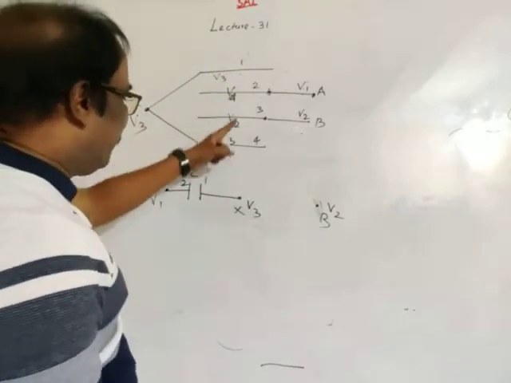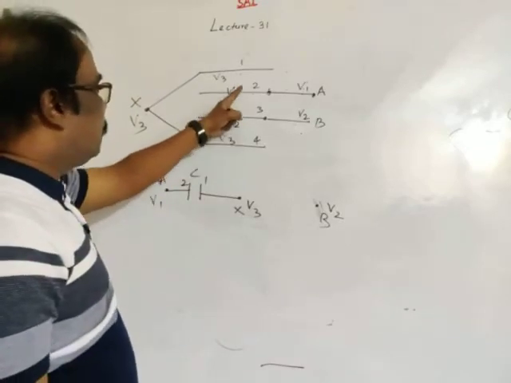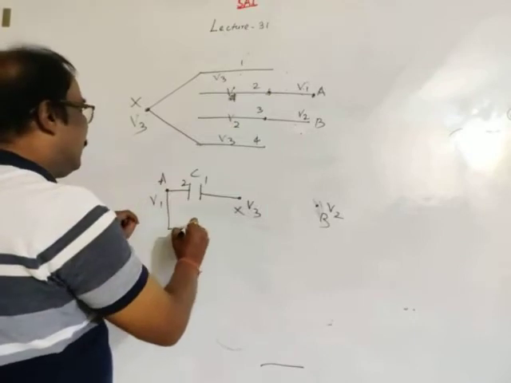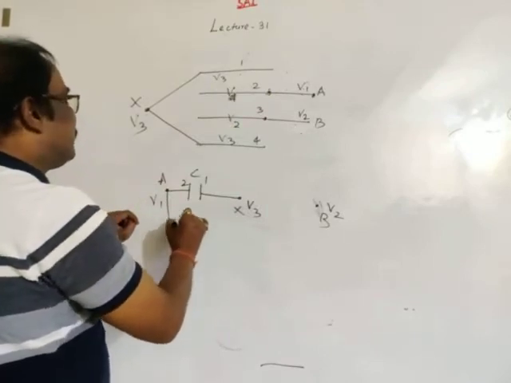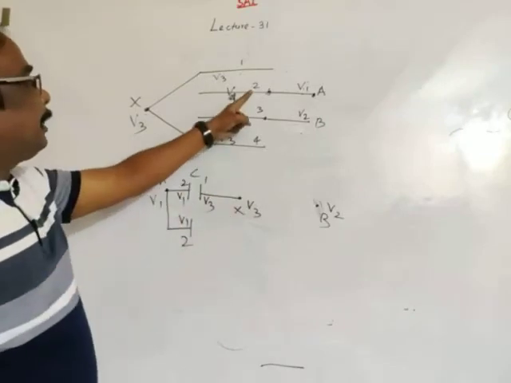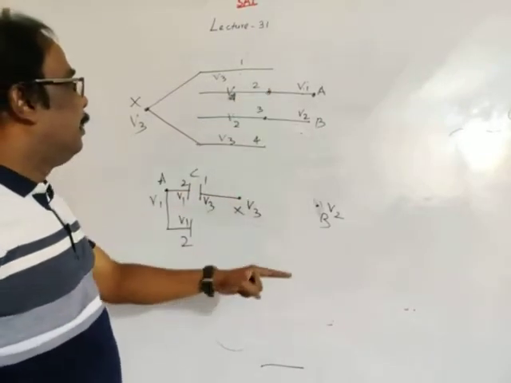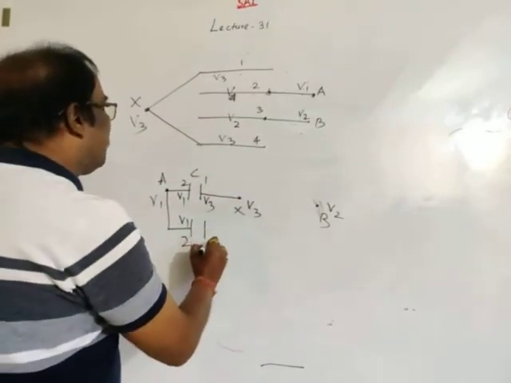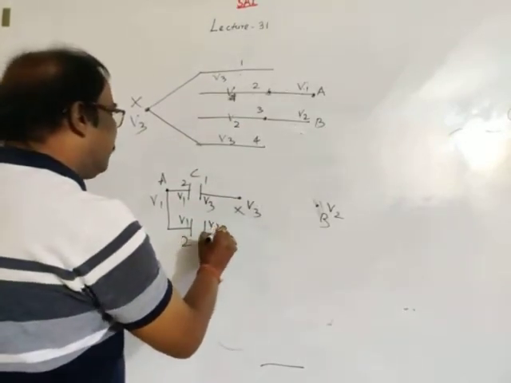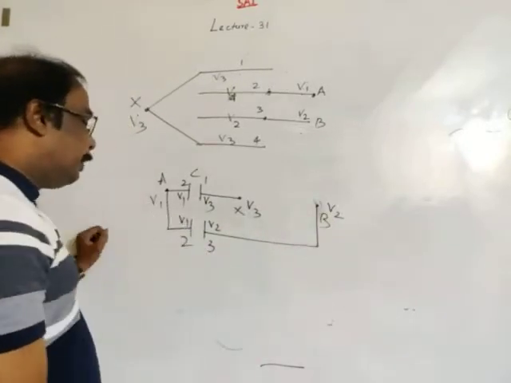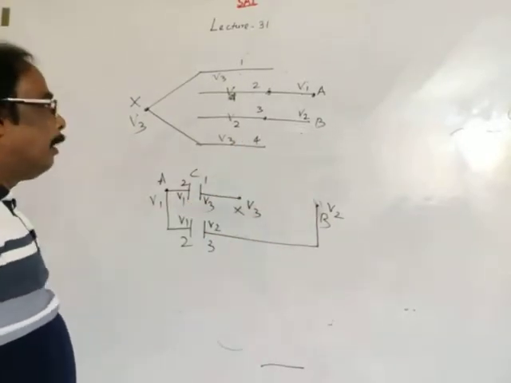Then between 2 and 3, the second plate is at potential V1. This is the second plate, potential V1. The third plate is at potential V2. This is the third plate, potential V2. Obviously, this plate is connected to B, since B is at potential V2.